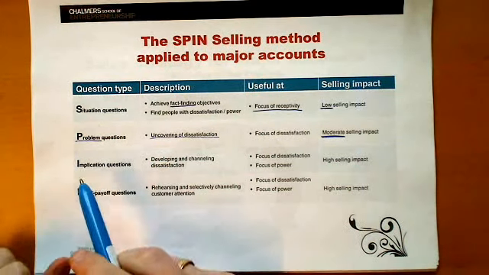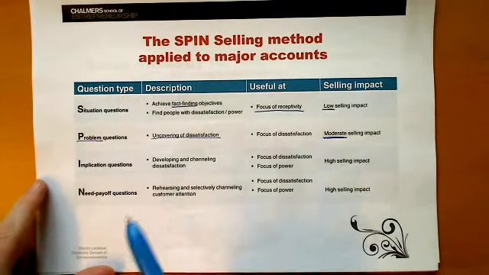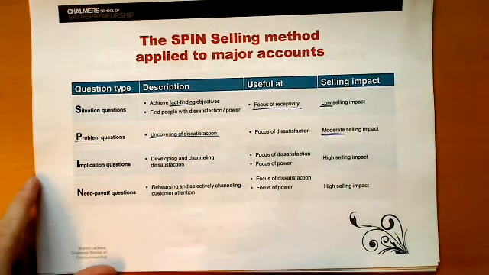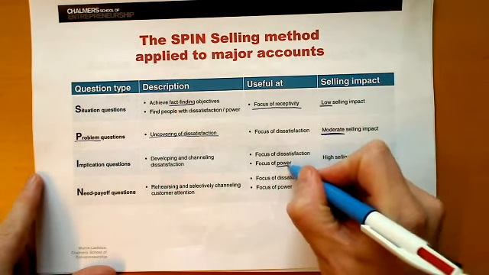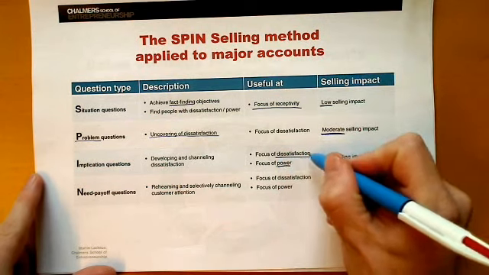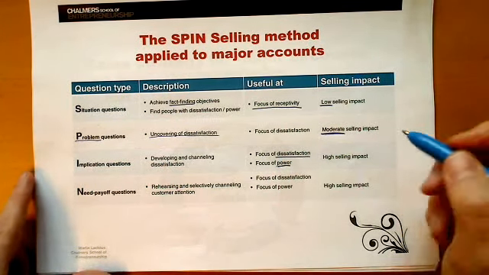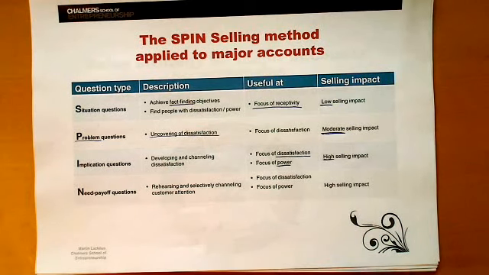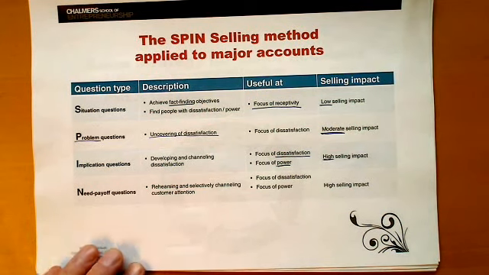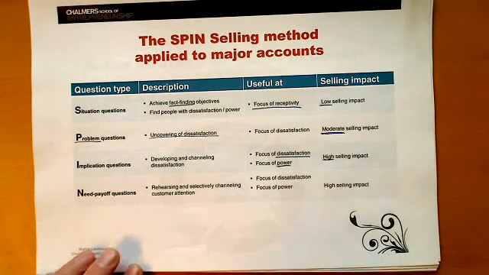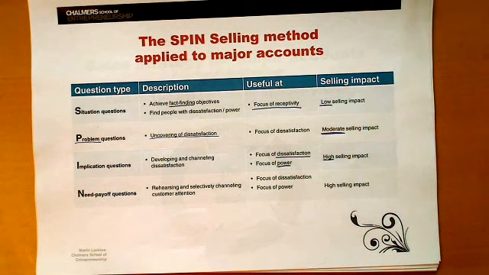The third kind of question is the implication questions. This is a way to develop the dissatisfaction and try to channel it. And here you also get to talk to the people of power. It could be the same person, of course, as we talked about before. Here we are getting to the high selling impact kind of questions. And then the final step, the need-payoff questions. Here we are rehearsing and selectively channeling the attention of the customer towards taking a decision that this is serious enough to make a purchasing decision.